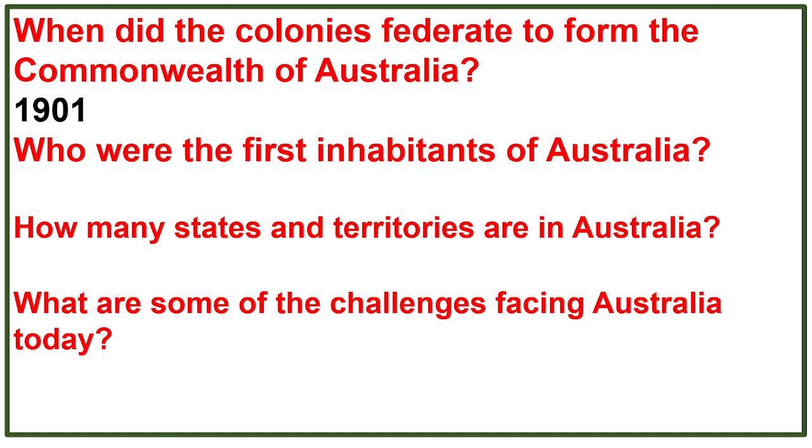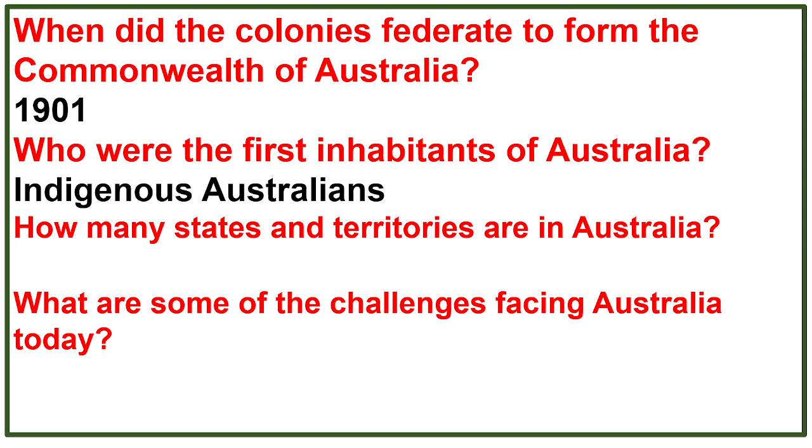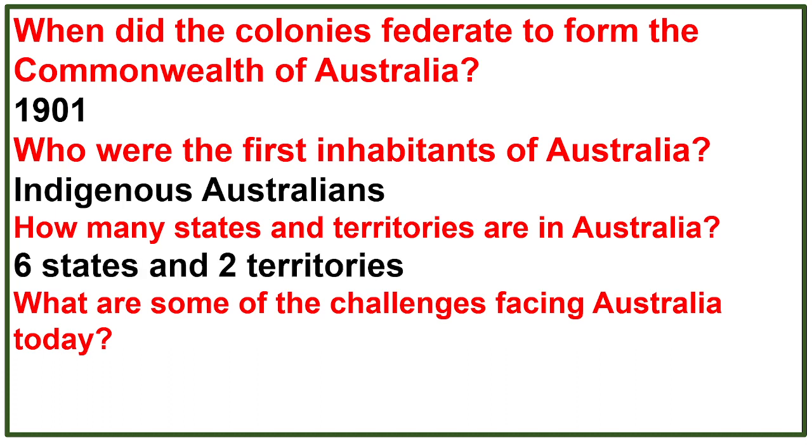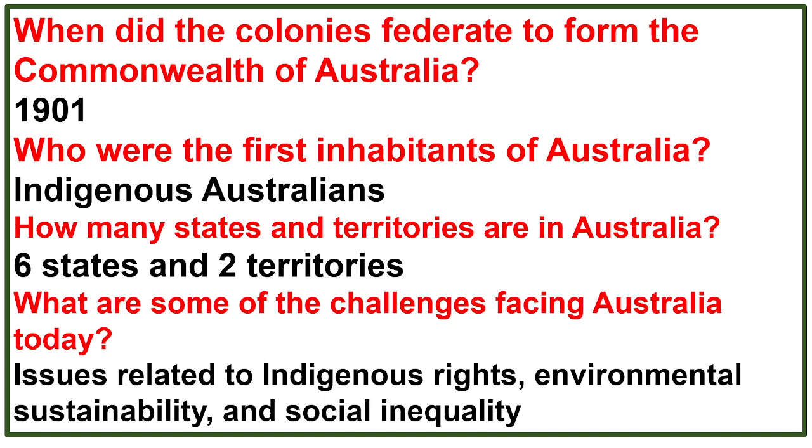When did the colonies federate to form the Commonwealth of Australia? Answer: 1901. Who were the first inhabitants of Australia? Answer: Indigenous Australians. How many states and territories are in Australia? Answer: 6 states and 2 territories. What are some of the challenges facing Australia today? Answer: issues related to indigenous rights, environmental sustainability, and social inequality.